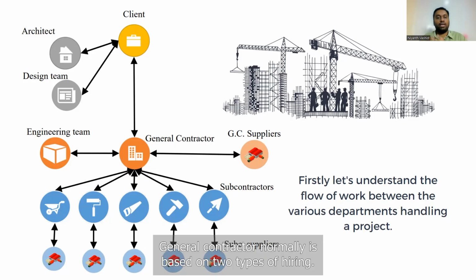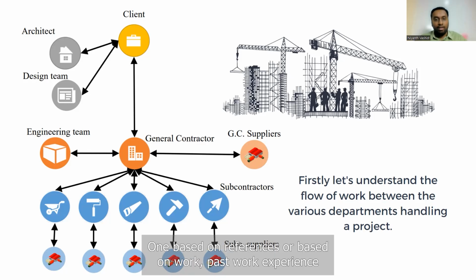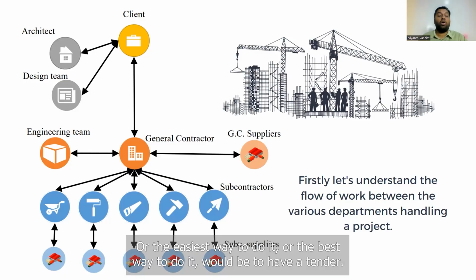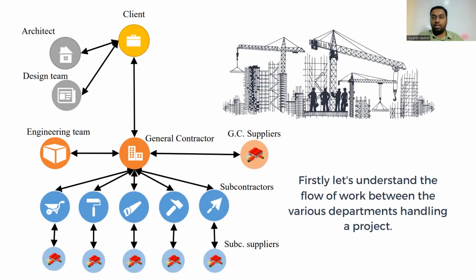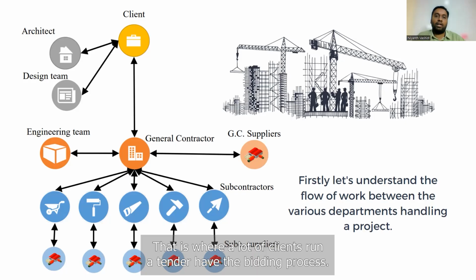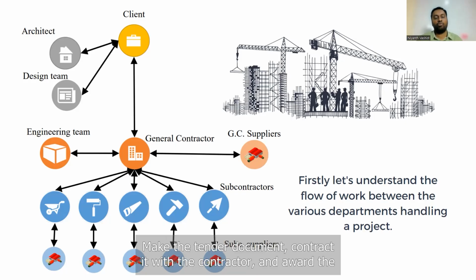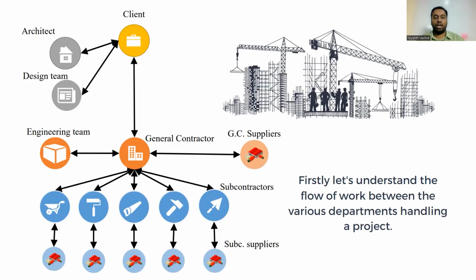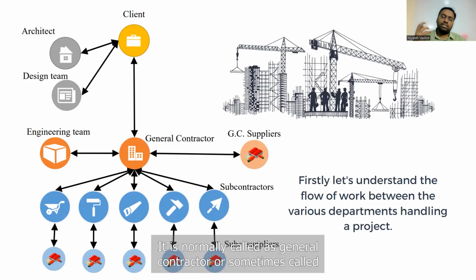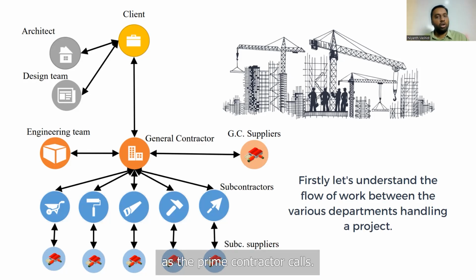General contractor normally is based on two types of hiring. One, based on references or based on past work experience, based on the known brand or multiple other selection processes. Or the easiest way to do it or the best way to do it would be to have a tender. That is where a lot of clients run a tender, have the bidding process, make the tender document, contract it with the contractor, and award the contract to the general contractor. It is normally called a general contractor or sometimes called the prime contractor also.